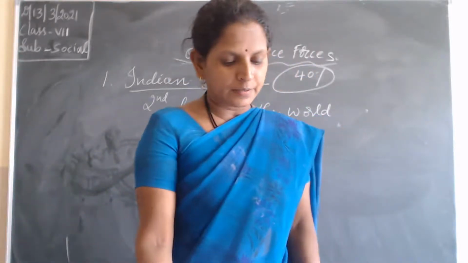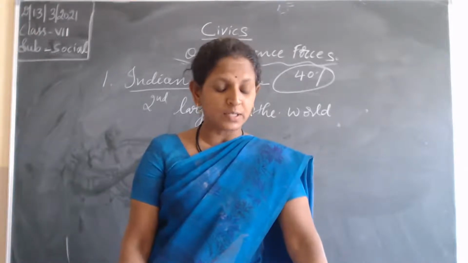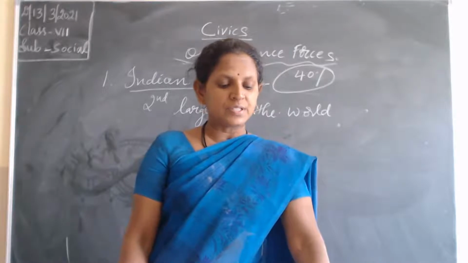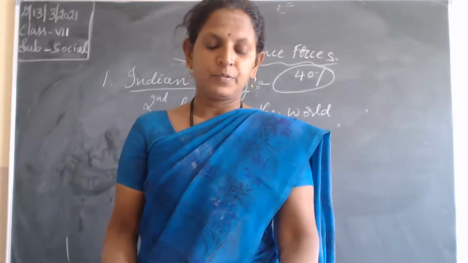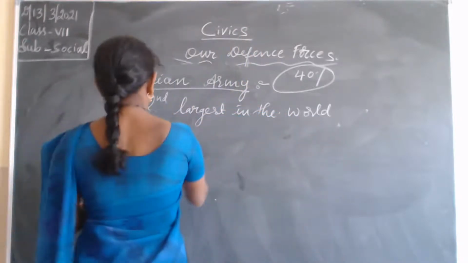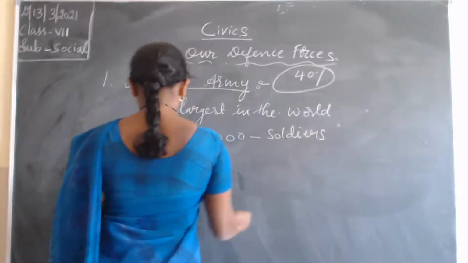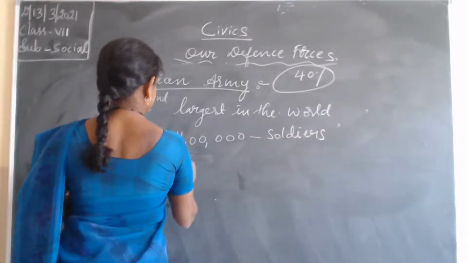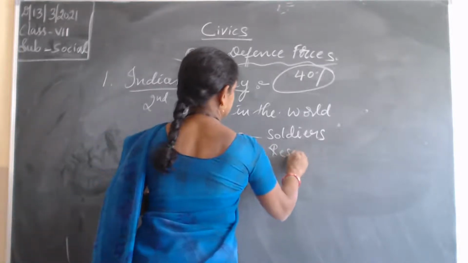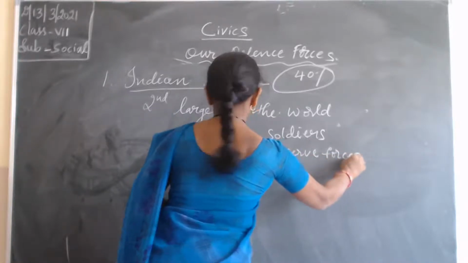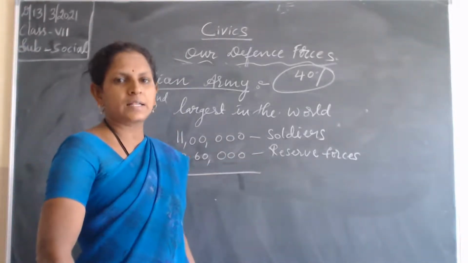There are 11 lakh soldiers and 9 lakh 60,000 reserve forces in the army. See, what is the number? 11 lakh soldiers are there, and 9 lakh 60,000 reserve forces are there in the Indian Army.